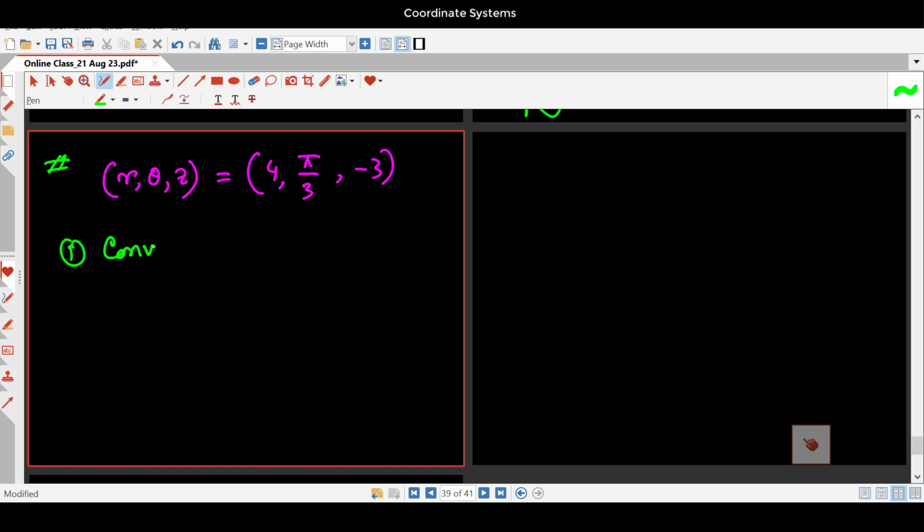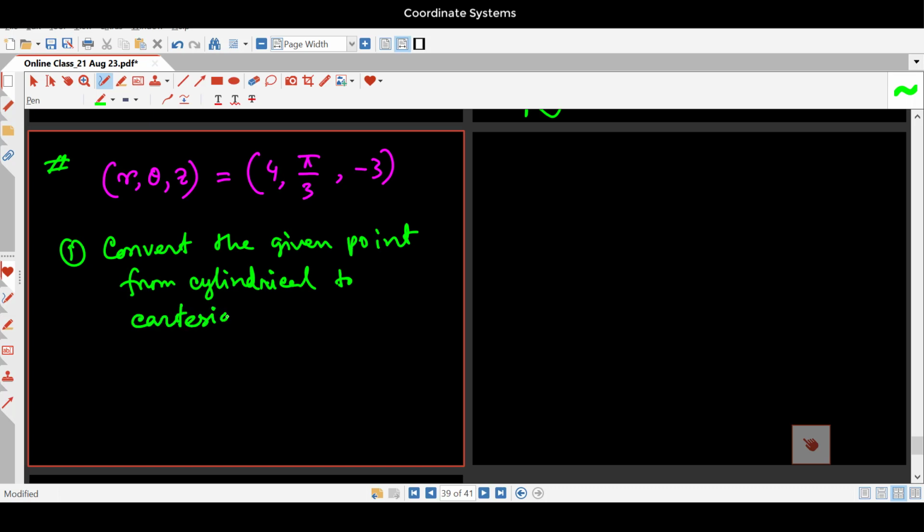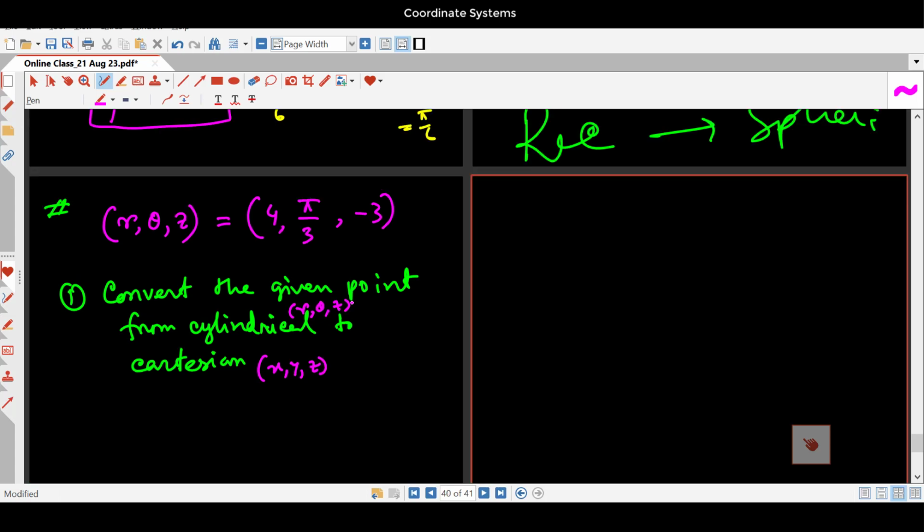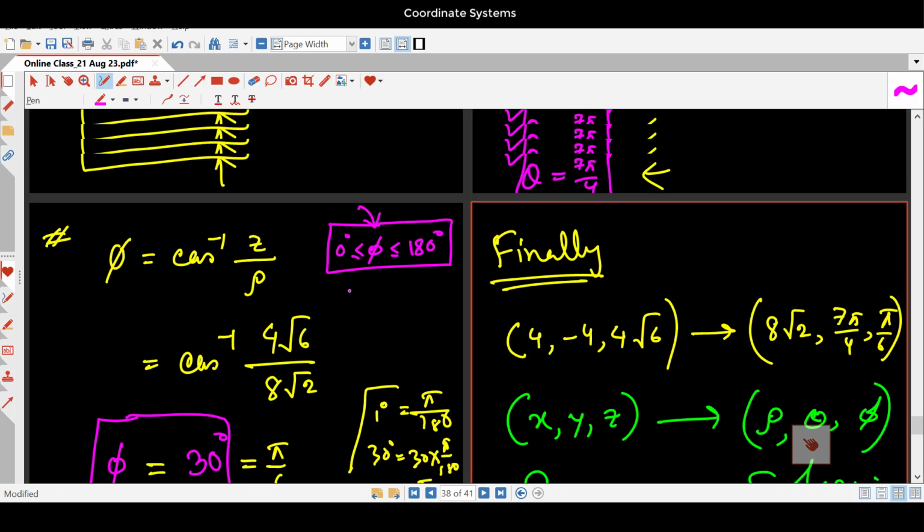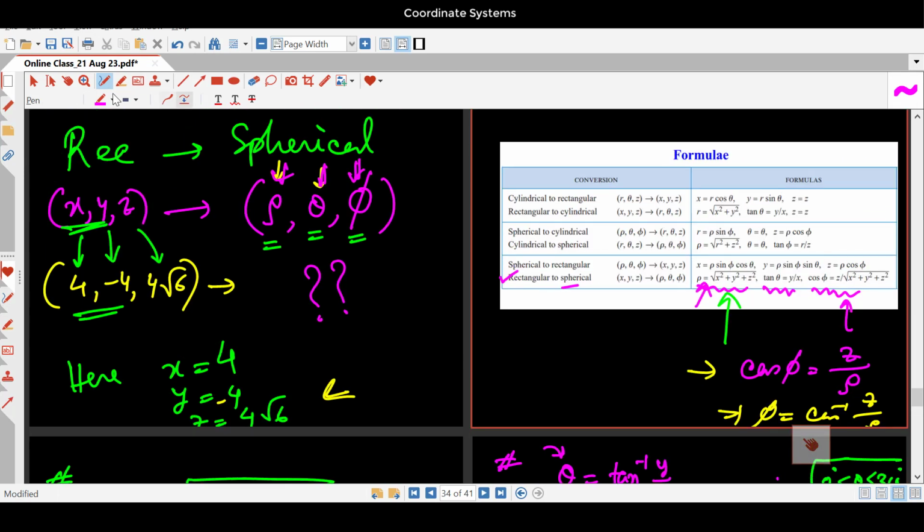So convert the given point from cylindrical to Cartesian or rectangular. That means we have r, theta, z given. We have to convert it to x, y, z. So the formulas are known to you. Have a look at the formulas again.